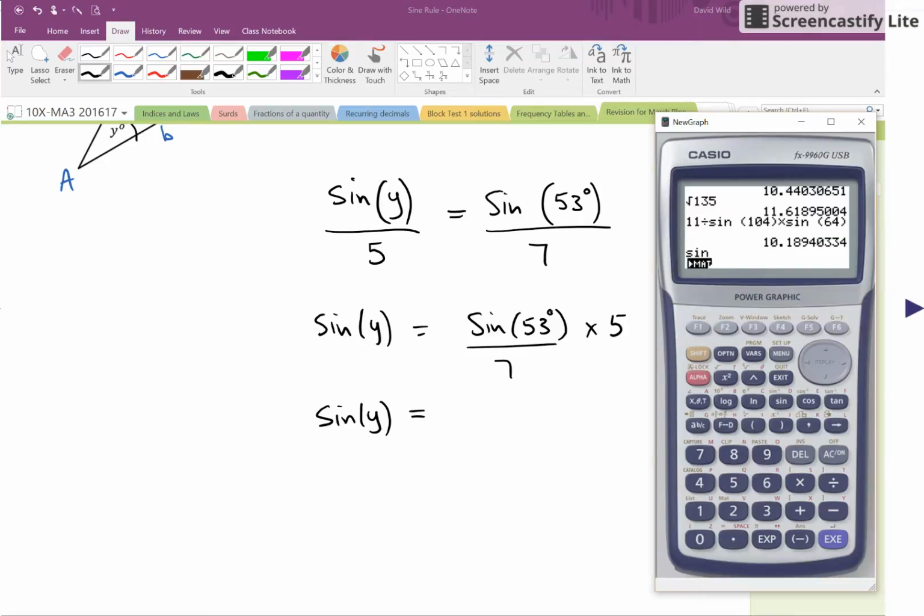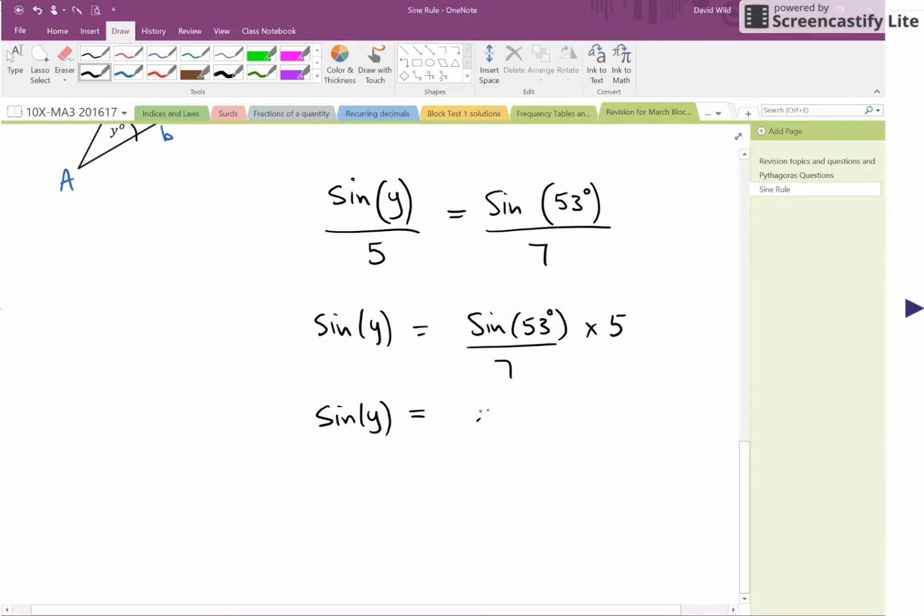So we get the sine of y is equal to the sine of 53 divided by 7 times 5. And we get 0.5705, to 4 decimal places. Now, that's the sine of y. Well, to actually find out what y is, we need to find the inverse sine. So we do the inverse sine of both sides.